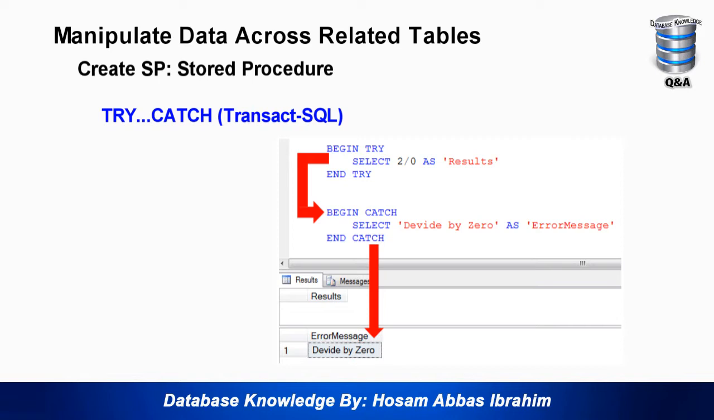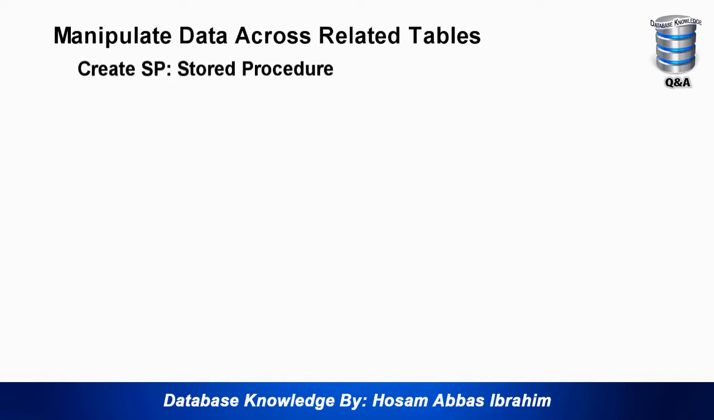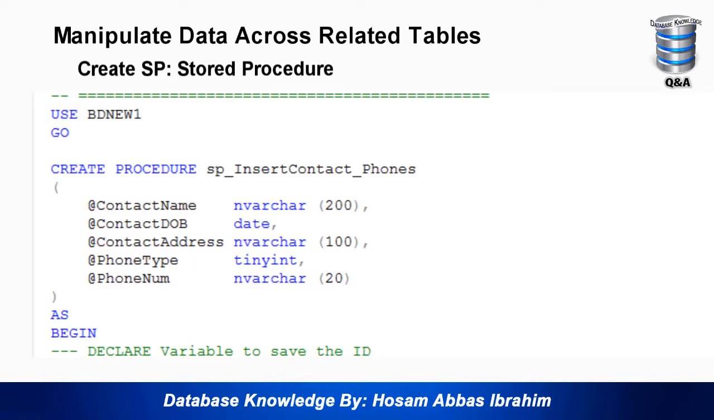So let us see how we can use this method to do the case where we insert a record in the master table as well as inserting a record in the child table. So let us have a look at the stored procedure. I start with variables where we'll pass the data to the stored procedure. First thing, the contact name, contact date of birth, contact address. These are the 3 variables that will go to the master table. Then we have the phone type and the phone number. These 2 variables will go to the child table.